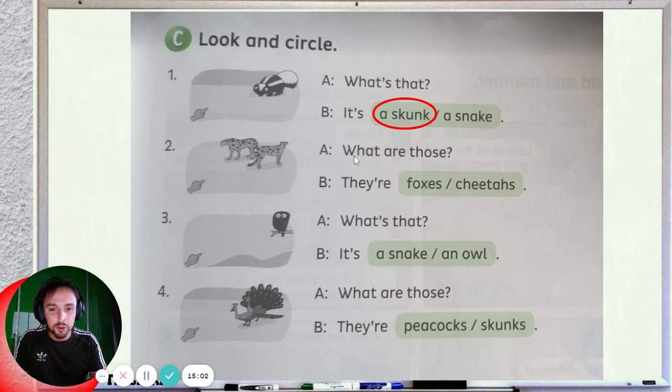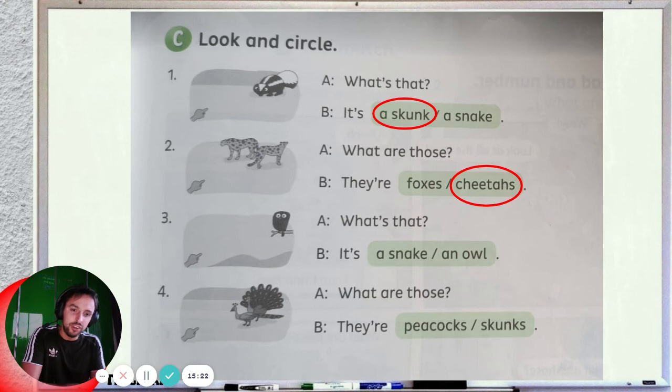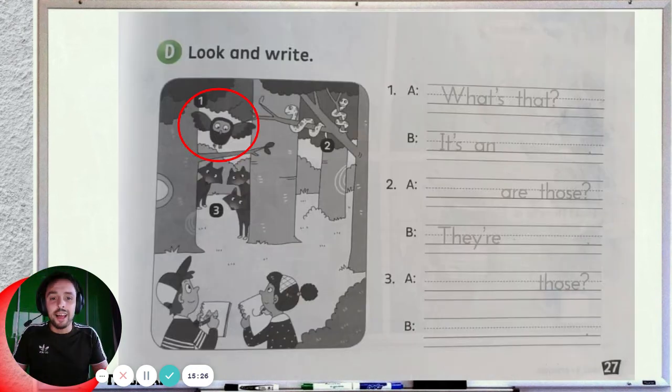Okay, let's do number two. What are those? Is it their foxes or their cheetahs? That's right, it's cheetahs. They're cheetahs. They are cheetahs. Okay, so circle cheetahs. Okay, easy peasy. Last one, activity D.